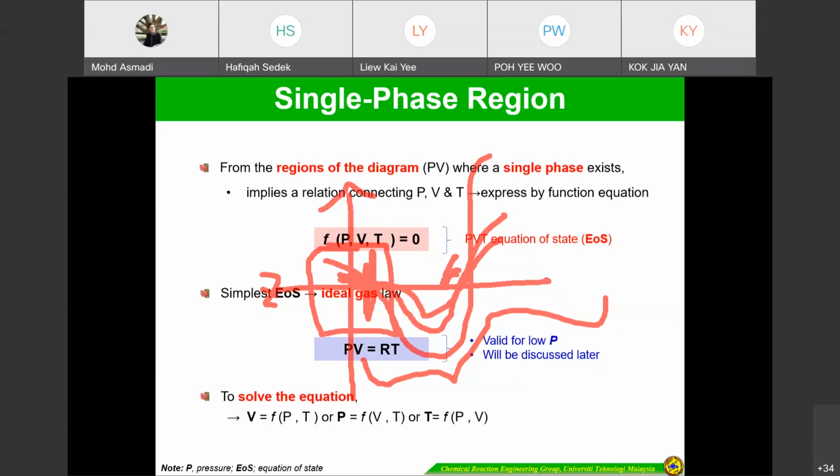Nanti kita akan guna masa bila awak guna virial, masa bila awak guna cubic equation of state. Tu ada. Kalau buku lama figure 3.10, kalau buku baru saya rasa 3.11. Tu ada Z versus pressure lah, the compressibility versus pressure for the virial.